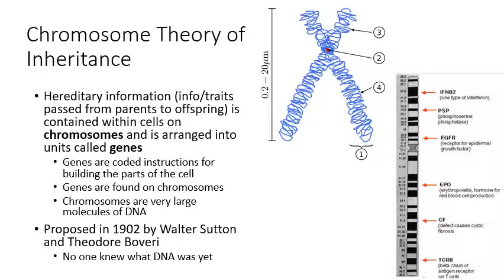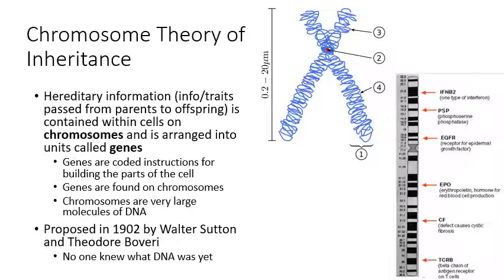So the chromosome theory of inheritance states that hereditary information is located inside of cells on large molecules called chromosomes, and that on those chromosomes the information is arranged into units that are called genes. So hereditary information is any information that would be passed on from parents to offspring that is going to include information for the different traits that can be passed from parents to offspring.